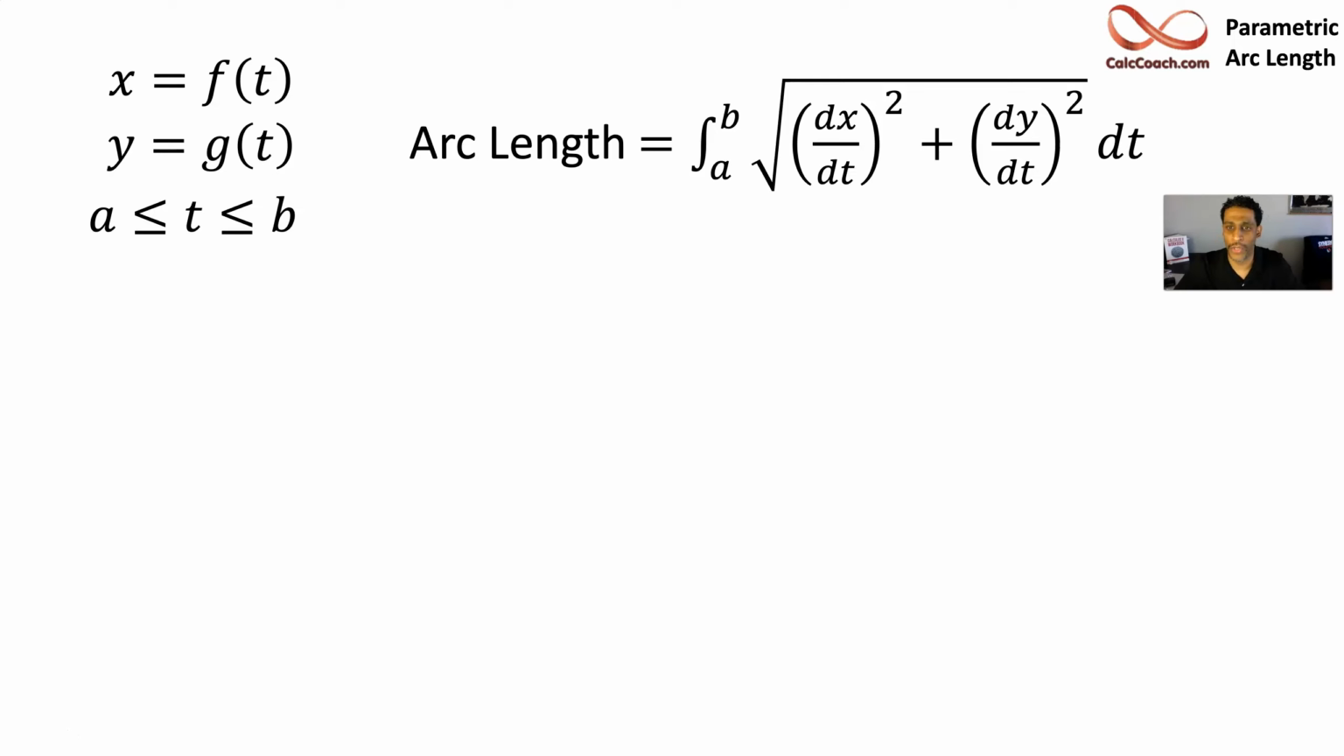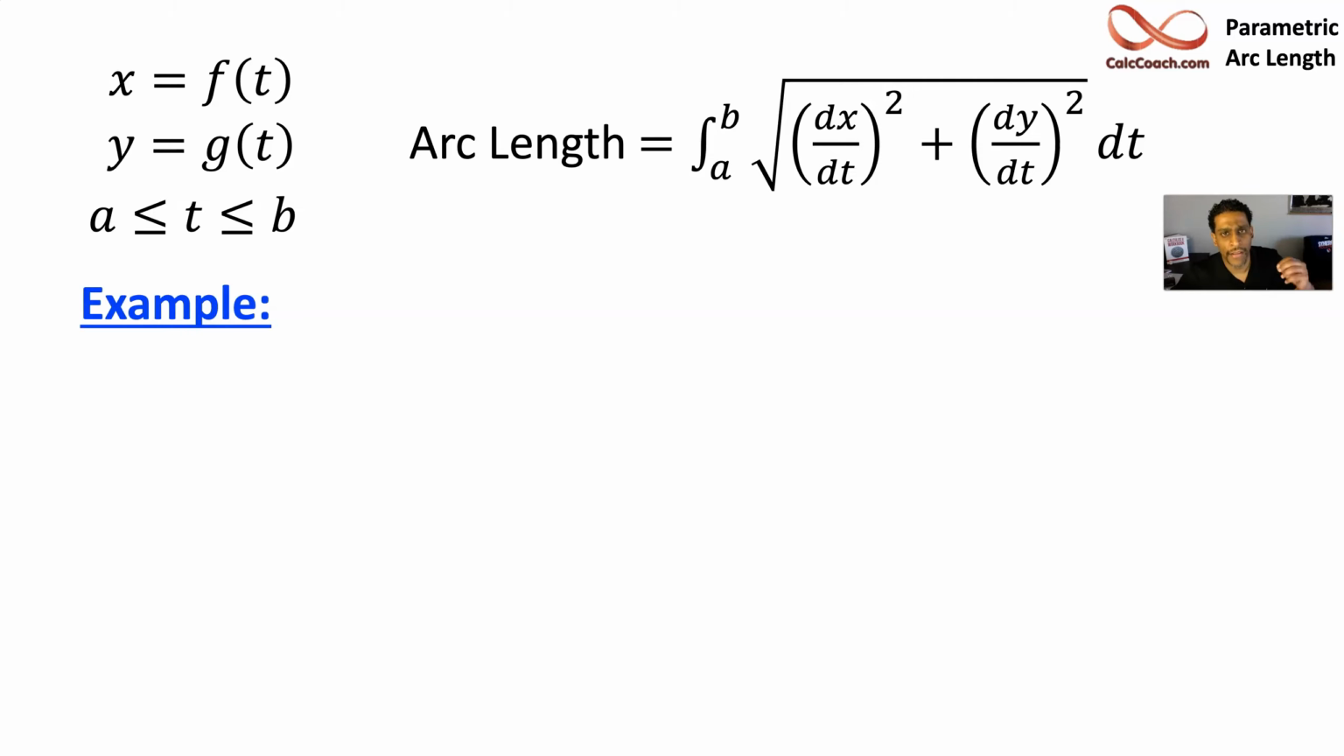All right, so we take the derivative of x with respect to t, derivative of y with respect to t, square those guys, add them together, take a square root, and then we integrate between t equals a and t equals b. All right, let's work an example.